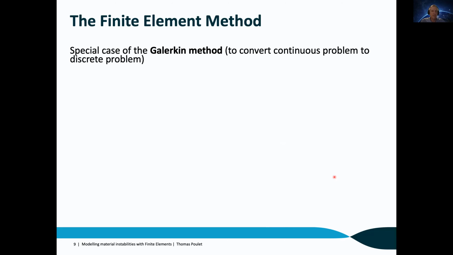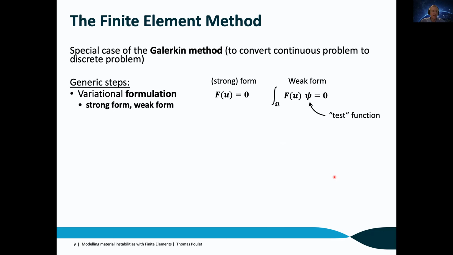So basically, it's a special case of the Galerkin method, which is a way of converting your continuous problem to a discrete one on the mesh that I just showed. And for that, there are some generic steps. The first one is to basically get your formulation. So we call it a variational formulation or weak formulation. So what does that mean?